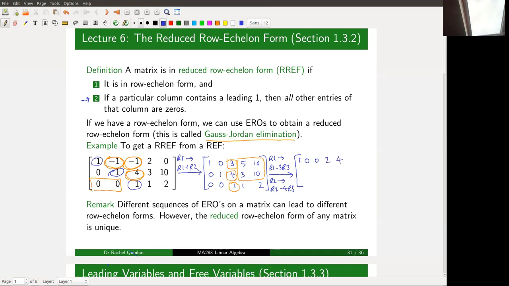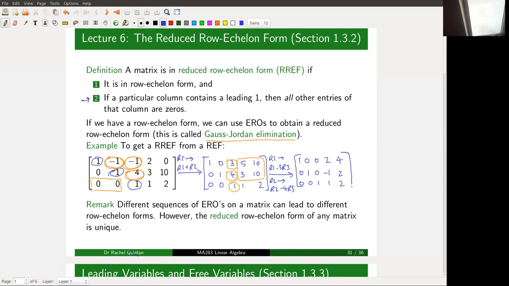In row 2, we're subtracting 4 times row 3, so we get 0 minus 4 times 0, as expected. 1 minus 4 times 0 doesn't disturb that 1. 4 minus 4 times 1, that's the 0 that we expect. 3 minus 4 times 1, and 10 minus 4 times 2, so that's 10 minus 8. And row 3, we're not touching, we're leaving it alone. 0, 0, 1, 1, 2.